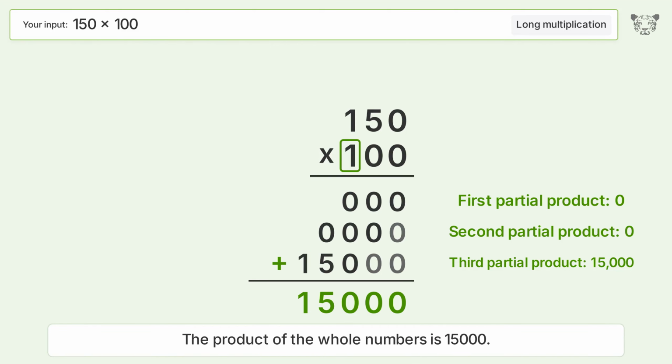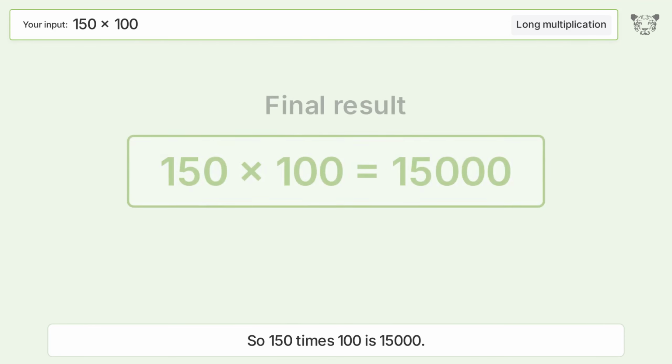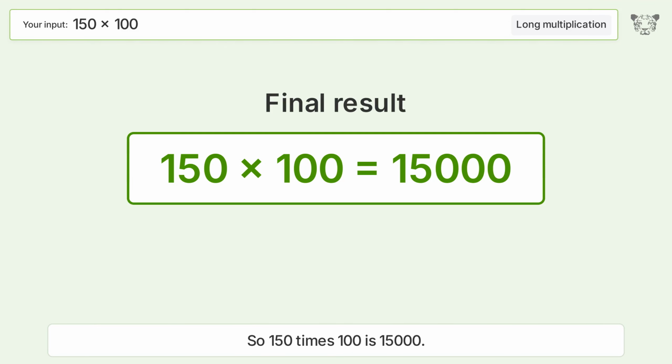The product of the whole numbers is 15,000. So 150 times 100 is 15,000.